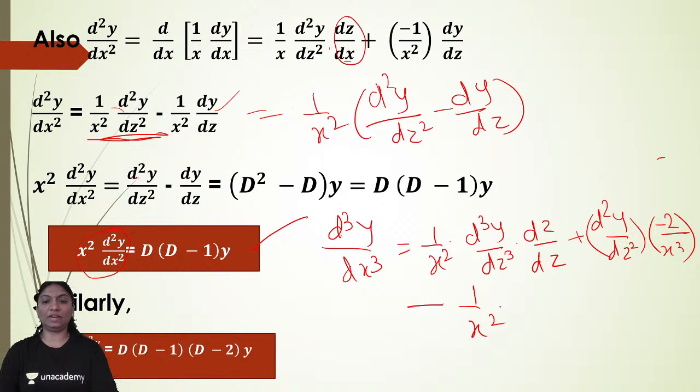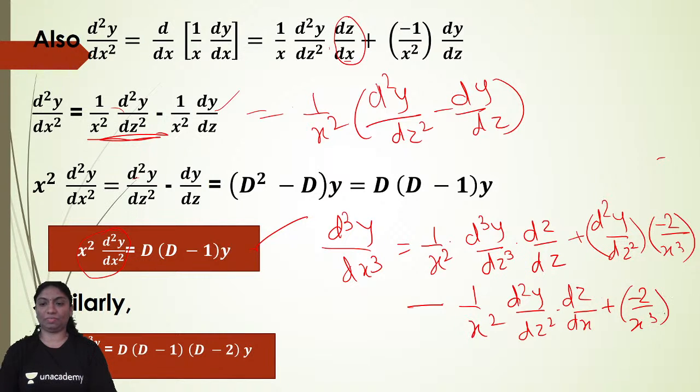So first into derivative of second, that is d2y by dz square into dy by dz into dz by dx. Plus dy by dz into derivative of again 1 upon x square. So it is minus 2 by x cube into dy by dz. So we can find out after simplification this. So dz by dx is nothing but 1 upon x.